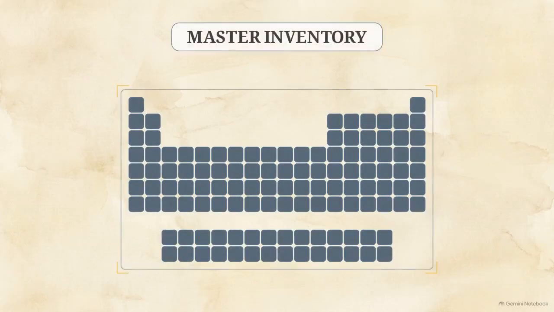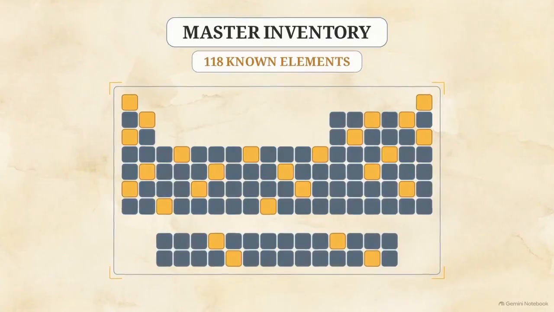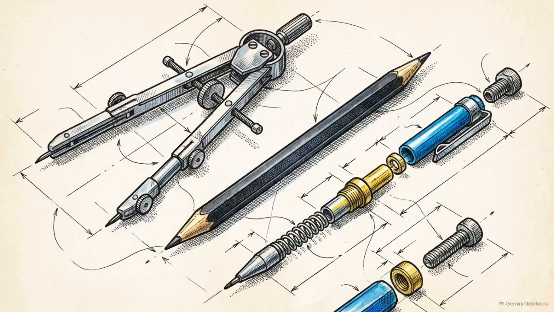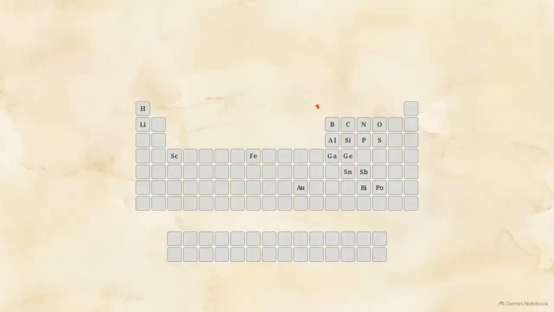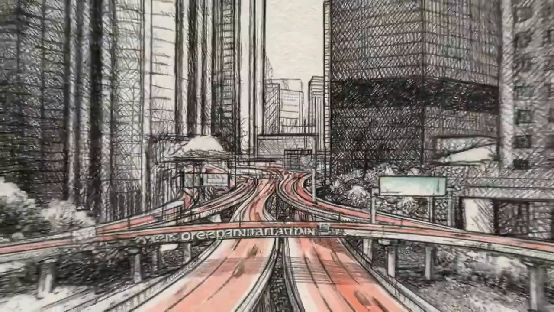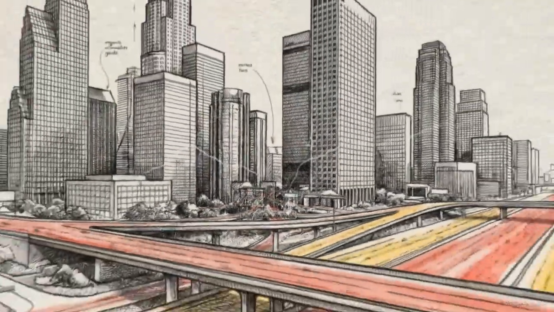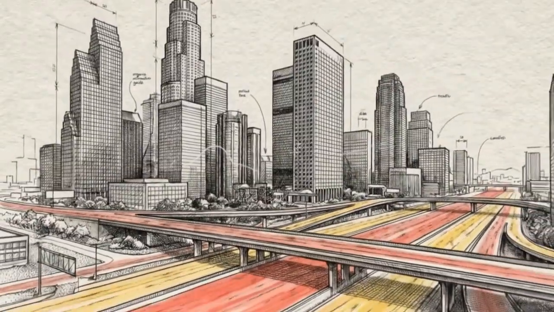This table is our universe's master inventory. Out of the 118 known elements, we have learned how to select the specific material for every job on Earth. Every engineering choice we make relies on a strict separation. The entire elemental toolkit is split into two distinct categories: metals and nonmetals. Learning the rules that govern these two groups is how we reverse engineer exactly how our world is built.